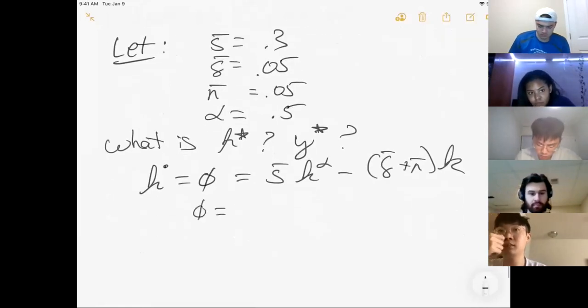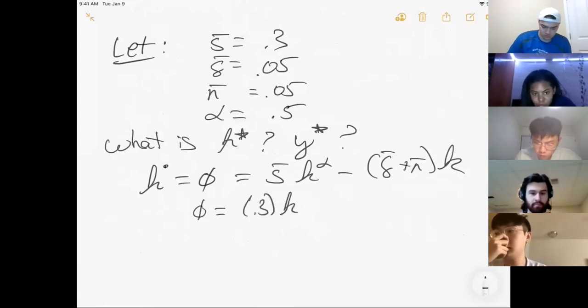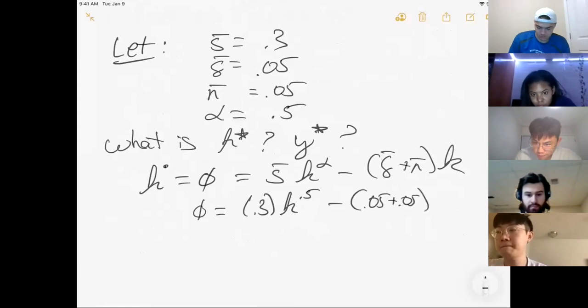So let's plug in here. S bar is 0.3. Alpha is 0.5. Delta and N are 0.05. And K. We're solving for the K that makes this true.